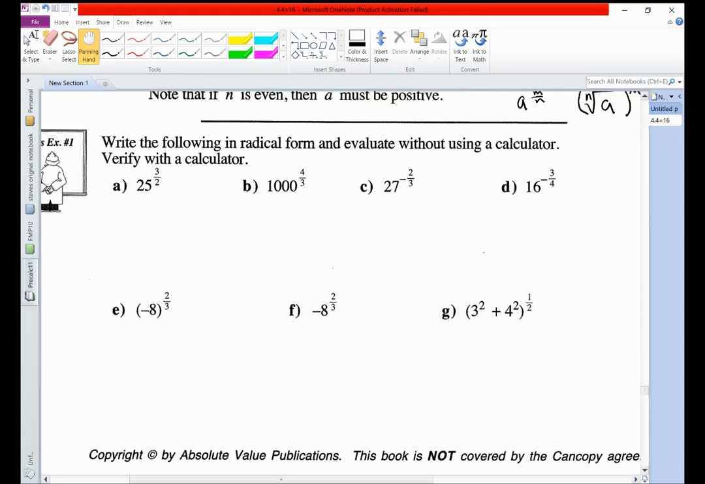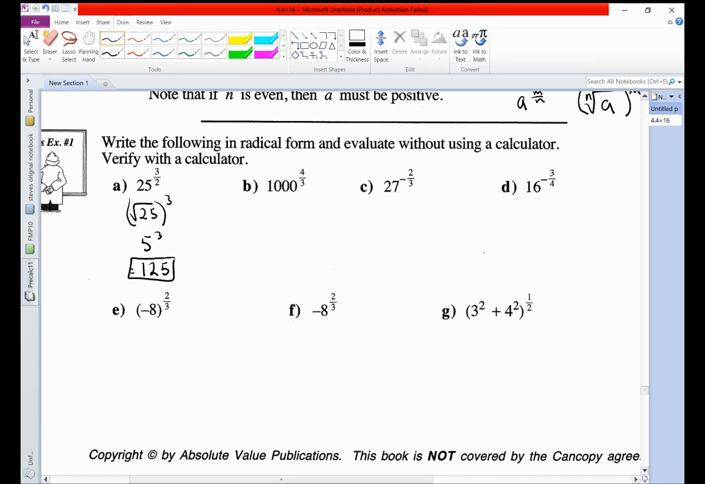So write the following in radical form and evaluate without using a calculator, and then verify with a calculator. If you need to use your calculator, that's totally okay. So 25 all to the power of 3 over 2 is the same as the square root of 25 all to the power of 3. And we know the square root of 25 is just 5 to the power of 3, which is 125. Hopefully that makes sense.